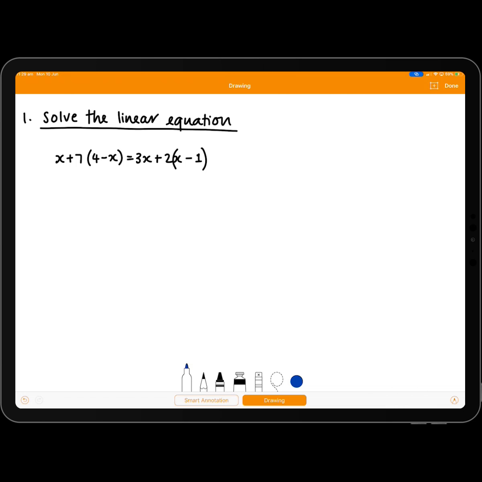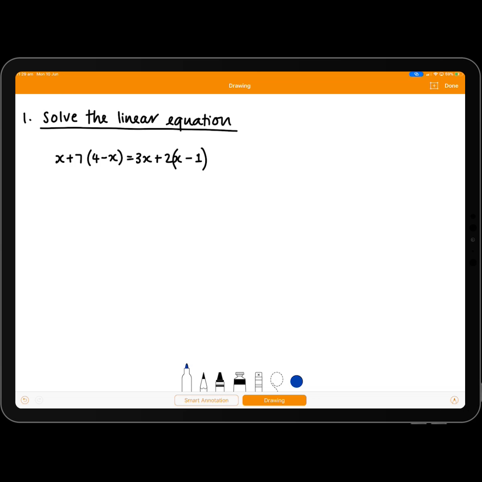In this example, we're asked to solve the linear equation x + 7(4 - x) = 3x + 2(x - 1). Now, there's a few things going on with this particular question. The easiest way I personally find would be to deconstruct this.